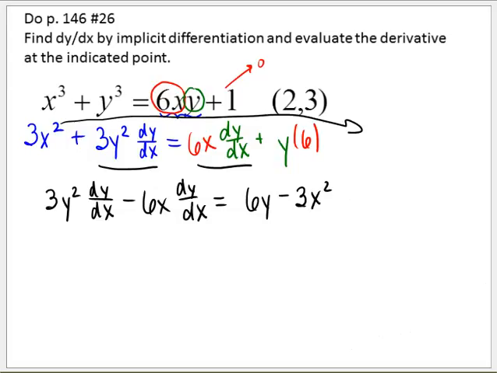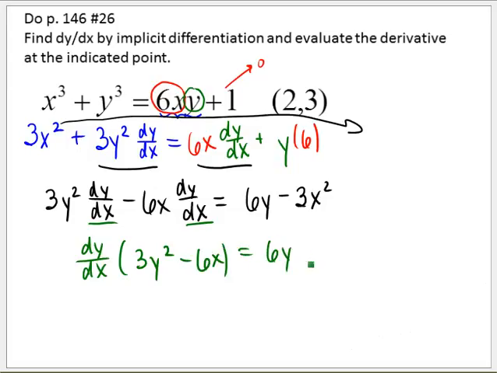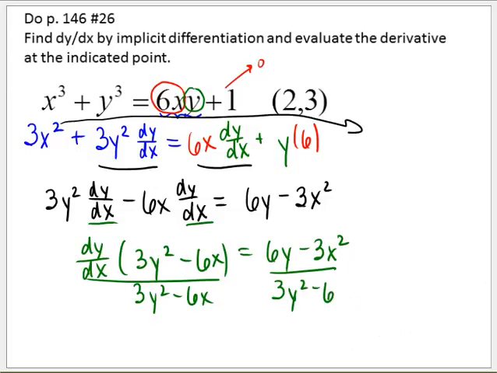Third step, factor out your dy over dx. I'm going to take that out of both of these terms. I'm left with 3y squared minus 6x equals 6y minus 3x squared. Divide by 3y squared minus 6x on both sides. And my final answer would be dy over dx equals 6y minus 3x squared over 3y squared minus 6x.